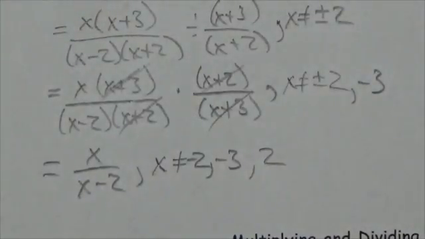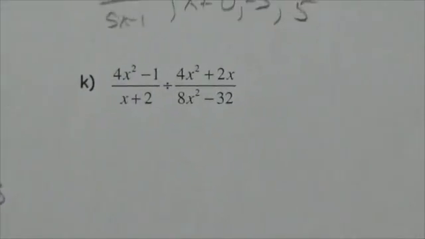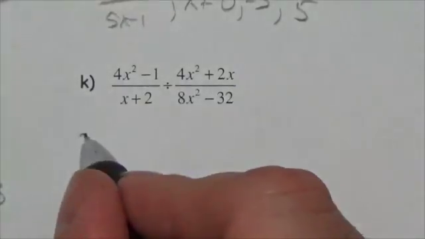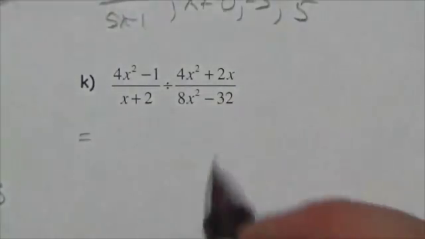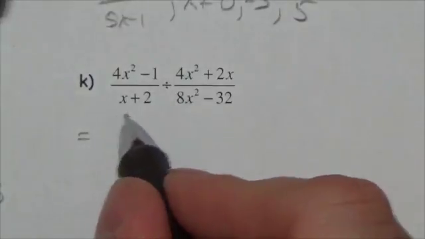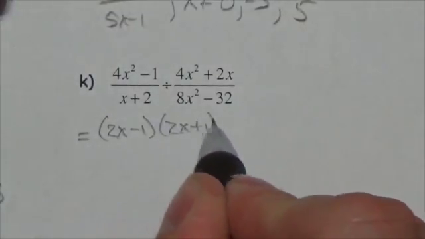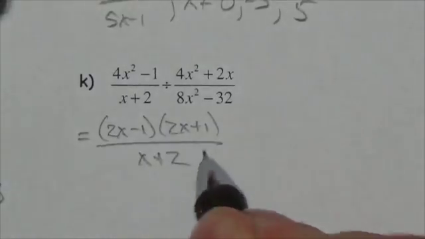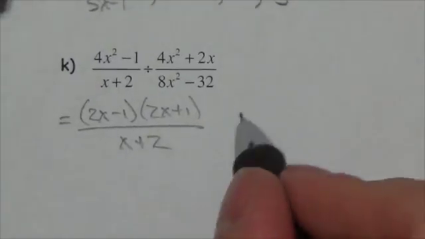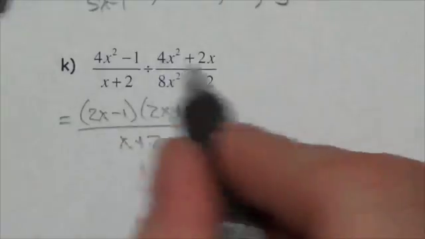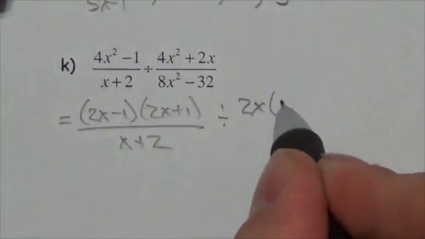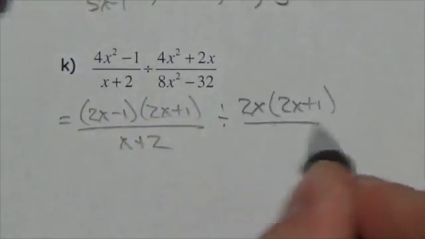All right, one more division question. We're really ending this heavy in division here. A bit more factoring in this case. So 4x squared minus 1, that's a difference of squares, so 2x minus 1, 2x plus 1 over x plus 2. Not much to do in the denominator, which is okay. Divided by, all right, what do we got here? Well, we got a common 2x, and so that'll give us 2x plus 1.